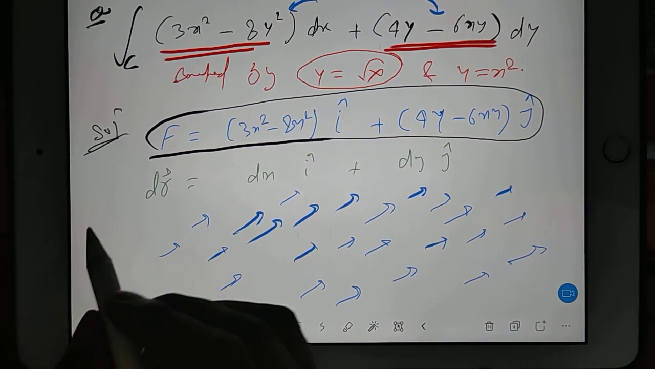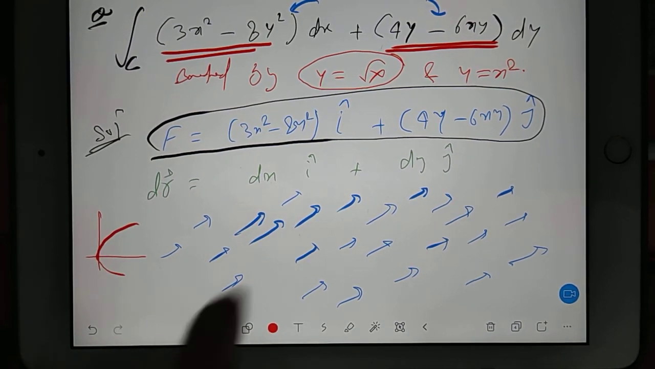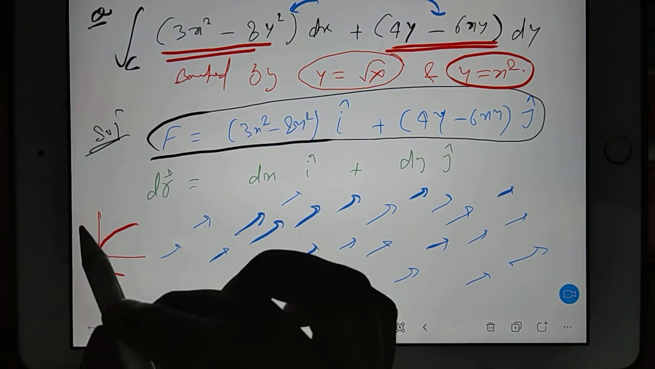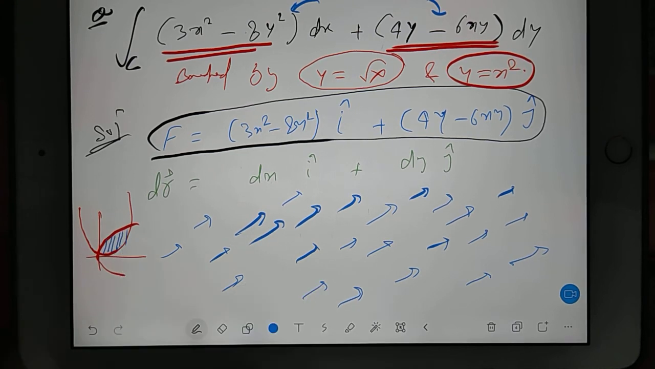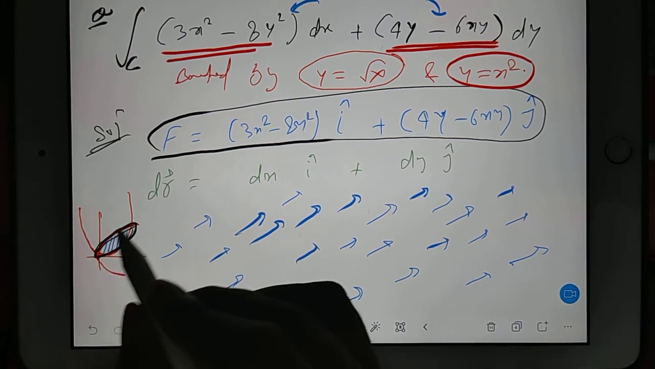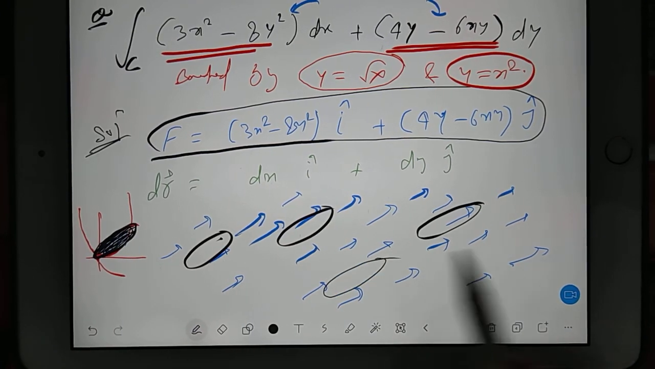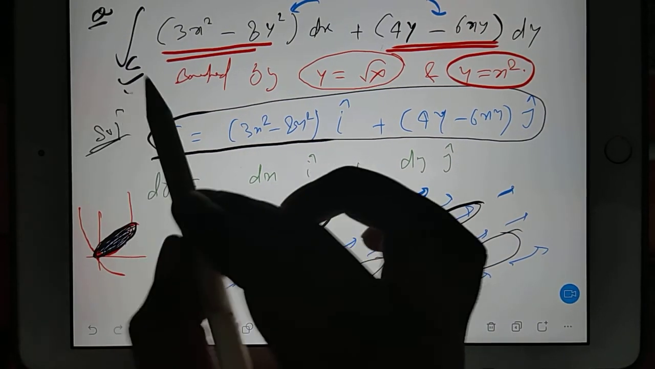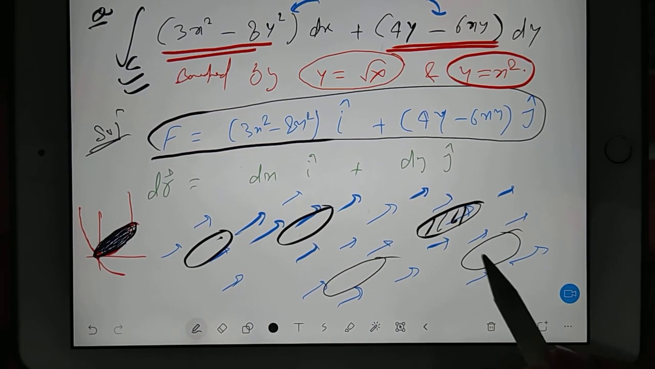On a separate page, draw y equals under root x. This is nothing but a parabola, like this. And y equals x² is another parabola, like this. Both the parabolas will cut here. So this much area what you are seeing here, you keep a property anywhere, here or here, and you give me the property. That's all. So how will you find out that area?